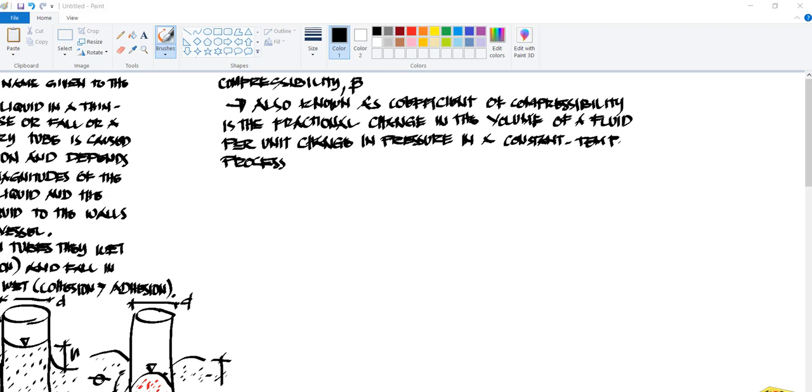We have next properties, compressibility, also known as the coefficient of compressibility, defined as the fractional change in volume of fluid per unit change in pressure in a constant temperature process, where the formula is equal to negative change in volume over your volume, divided by the change in pressure, where it can be expressed as 1 over EV.